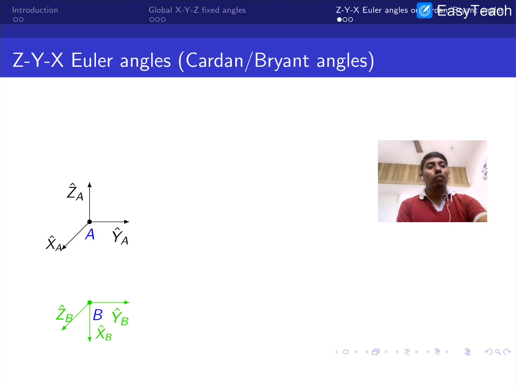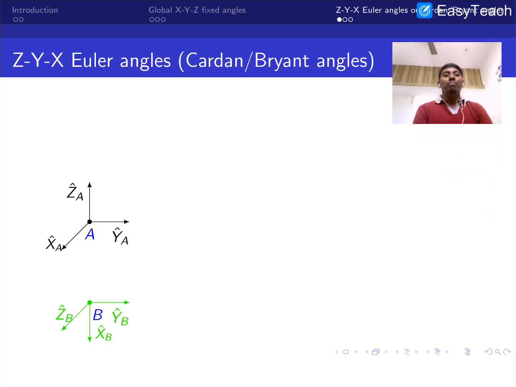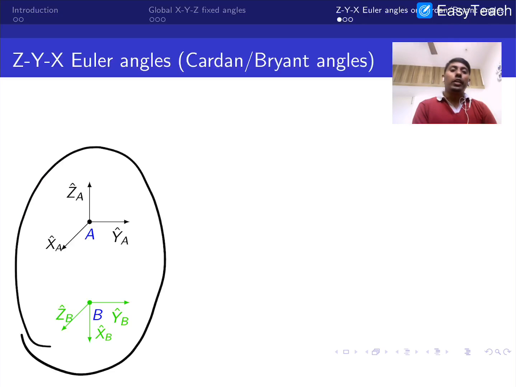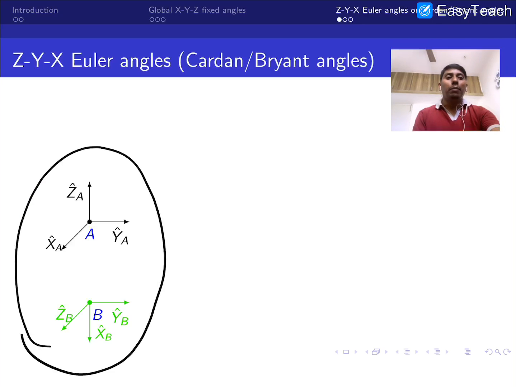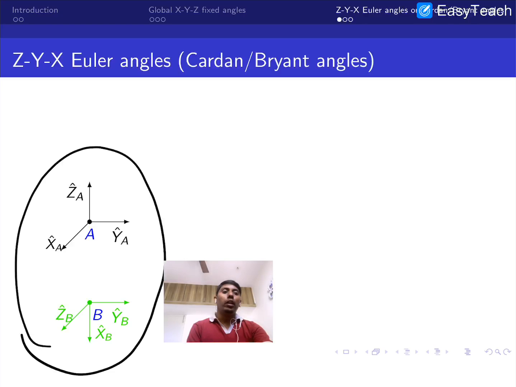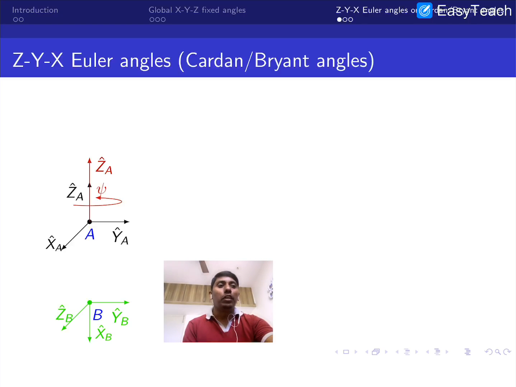In a similar sense, we will go forward where we come to the Z, Y, X Euler angle, or simply we call it Cardan and Bryant angle. For that, I am taking the same A and B frame, but I am doing operations with respect to the movable, or moving, frame. First operation, since it is Z, Y, X notation, I first rotate about the Z axis by psi angle. So now this becomes here and this goes here, right?